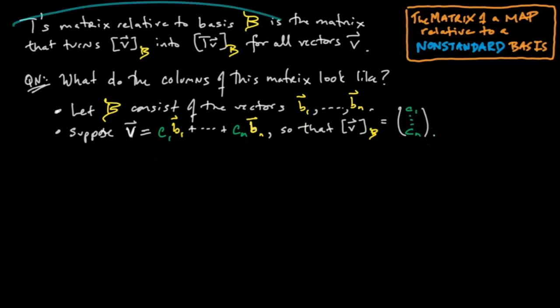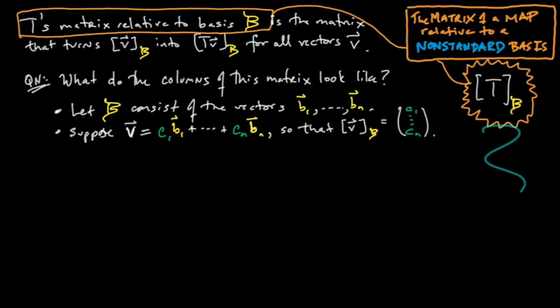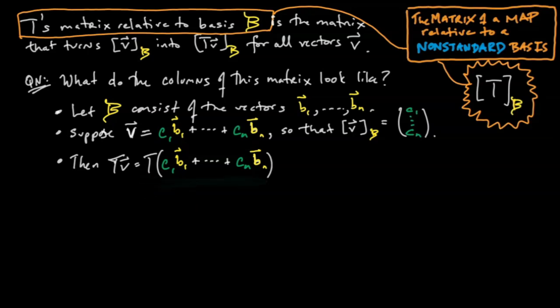So ultimately, T's matrix relative to B, this is the thing whose columns we seek. We know that we are going to take this coordinate vector, V's coordinate vector relative to B, feed it to this beast, and in return, it will give us the B coordinates of V's image. So we'd better think about that image next. If this is V, then we know something about TV. Namely, it is T of that linear combination. And then, thanks to the linearity properties of T, we can rewrite all that stuff as this.